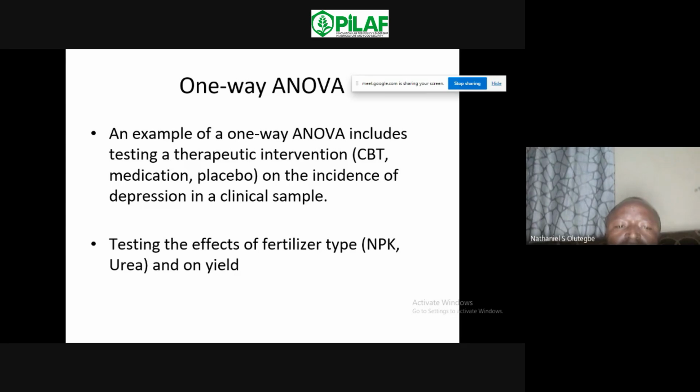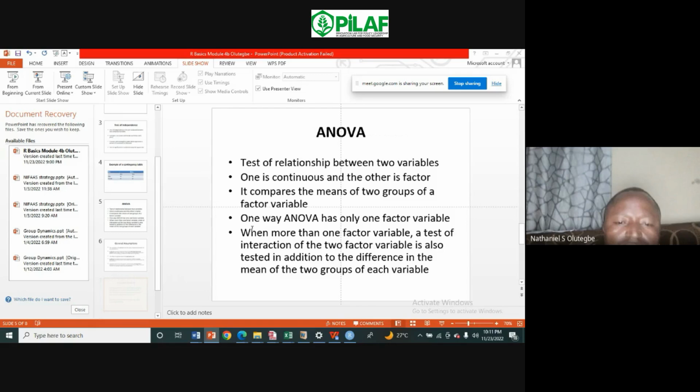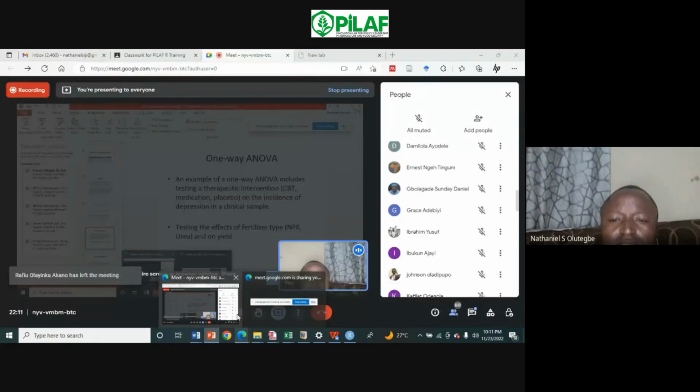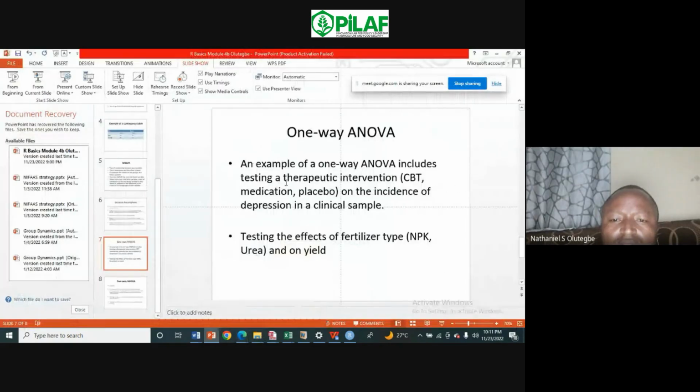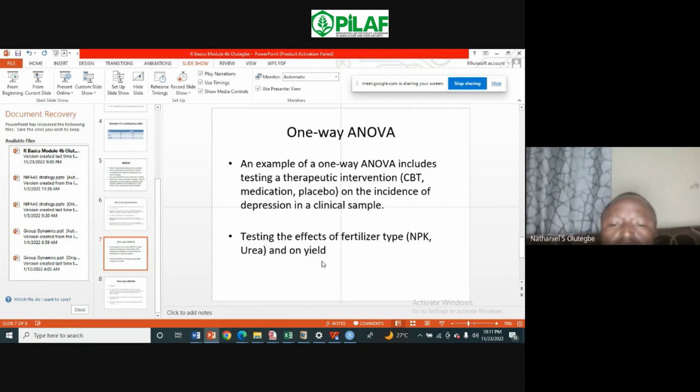Based on the explanation I've made of what ANOVA is used to do, and what ANOVA helps a researcher to achieve, and this example I've given here, I want to ask anyone: which is the factor variable here and which is the continuous variable in this example? I'm giving a second example, and I want another person to take note of which one is the factor variable and which one is the test variable. Testing the effect of fertilizer type on yield. So in this second example as well, which is the continuous variable and which is the factor variable? Which variable are we testing?